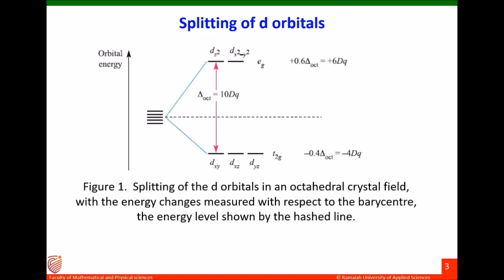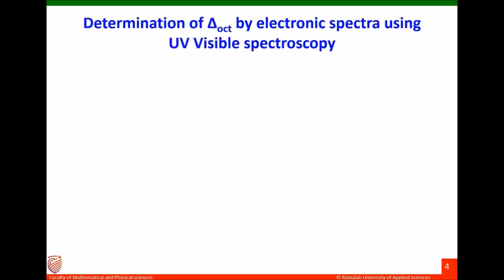The magnitude of delta octahedral is the strength of the crystal field, and the extremes of the crystal fields are termed strong field and weak field. So delta octahedral for a weak field will be lesser than that of a strong field. In the previous video lecture, we studied that the value of delta octahedral can be determined by electronic spectra using UV visible spectroscopy.